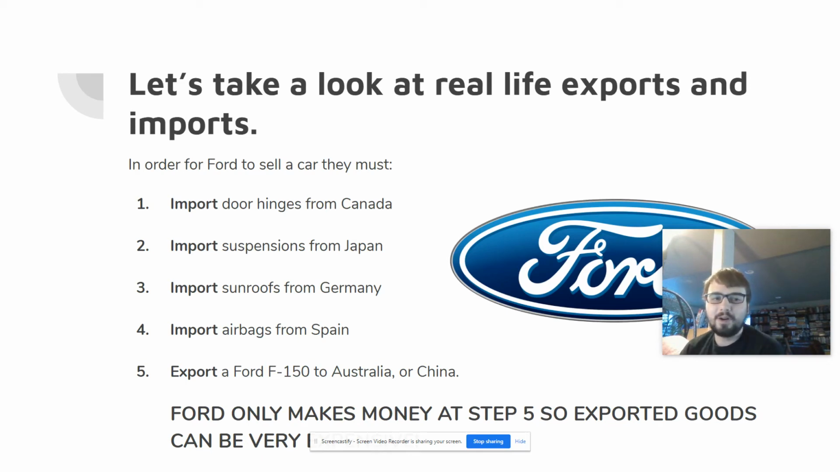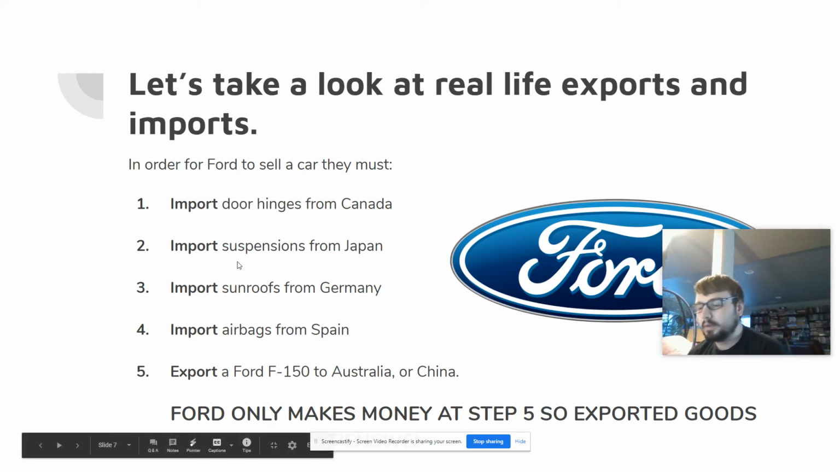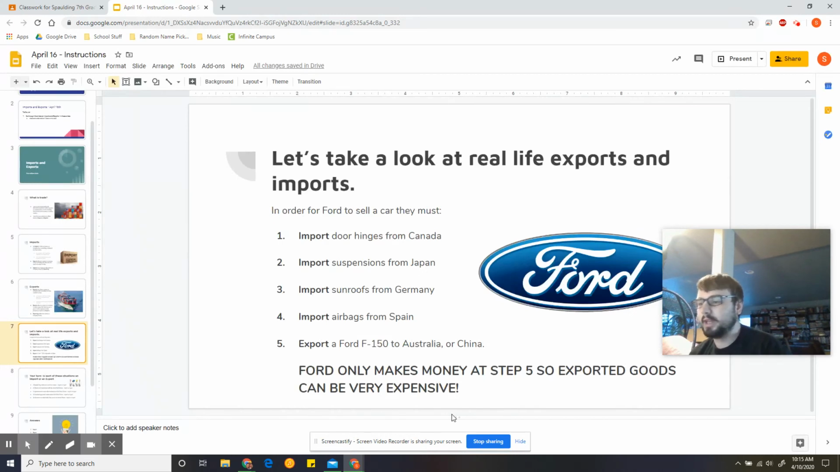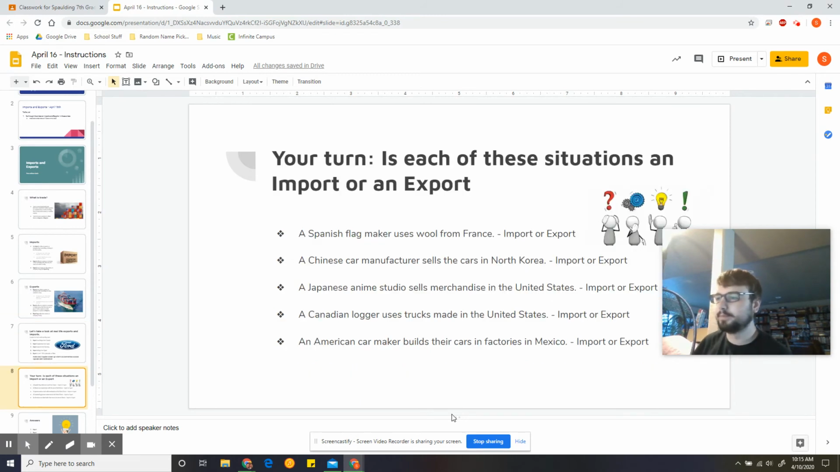Then, after all that's brought in, and they paid for all those things from other countries to make their car, they can export that car to Australia or China. They can export that truck, that F-150. If you notice, they only make money at step 5. So actually, it can be very expensive. It can cost a lot of money to get all those parts before you sell the car to someone else. It's a long process and it all works together here. All right, let's keep going.